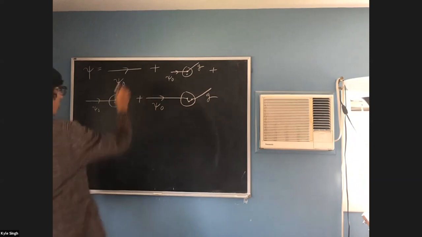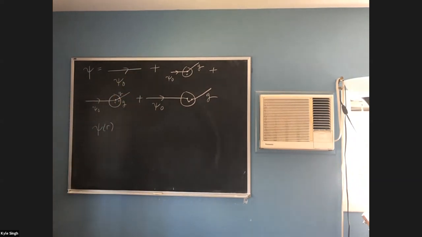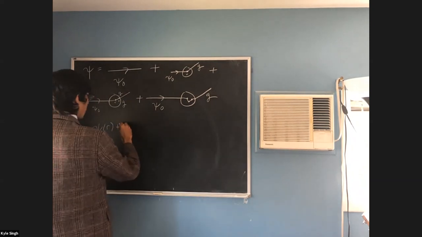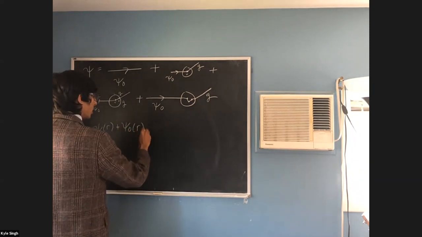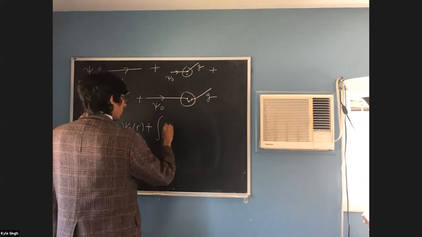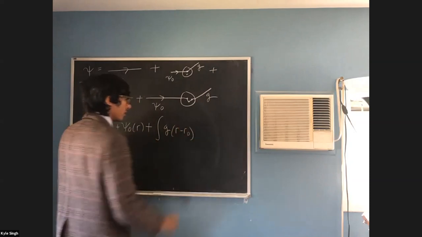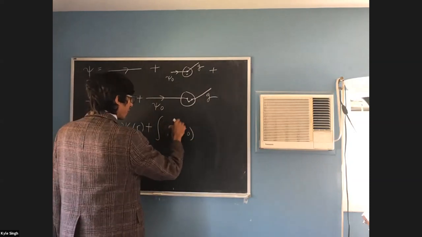Okay, so now for this little thing, we have psi of r, right? It's equal to the first thing, psi naught of r, plus an integral of g r minus r naught. I should use capital G for the Green's function.